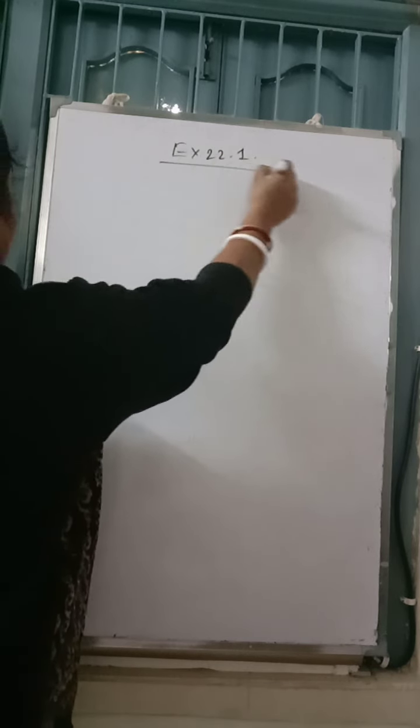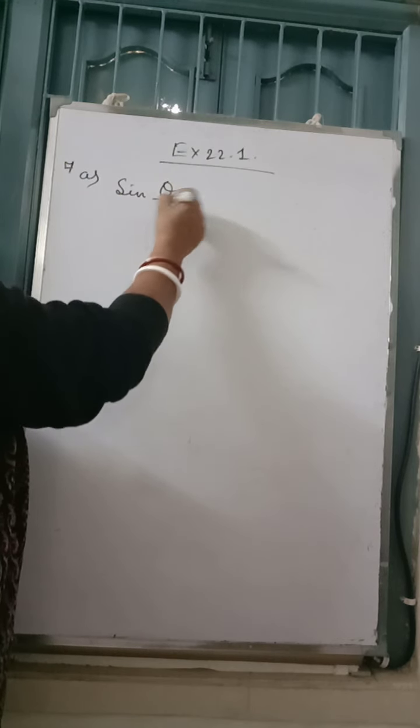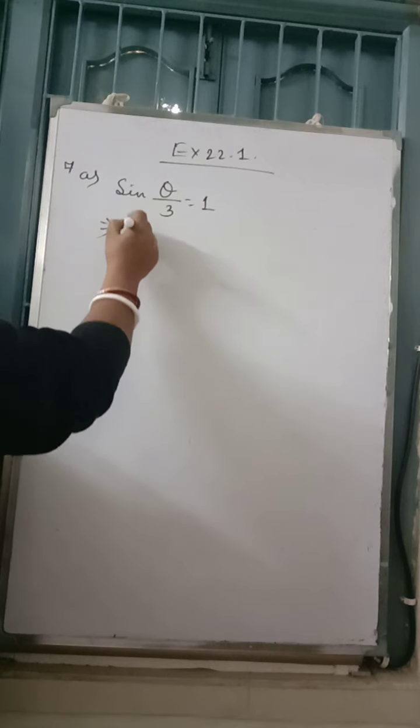Look at question number 7. Here you have to get the value of theta. Solve for theta. Exercise 22.1, question number 7a. It is given sin theta by 3 is equal to 1. Now here we have to get the value of theta.